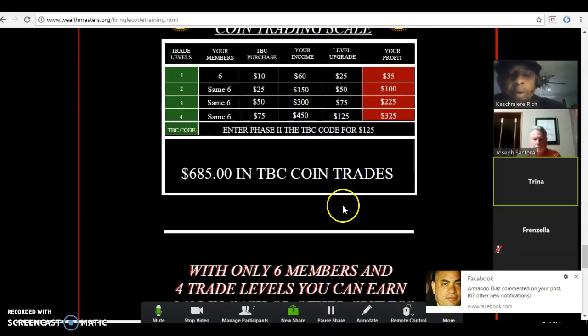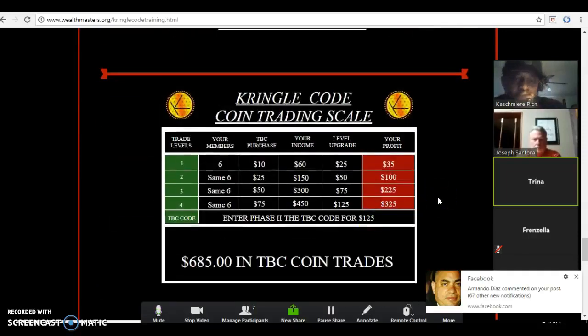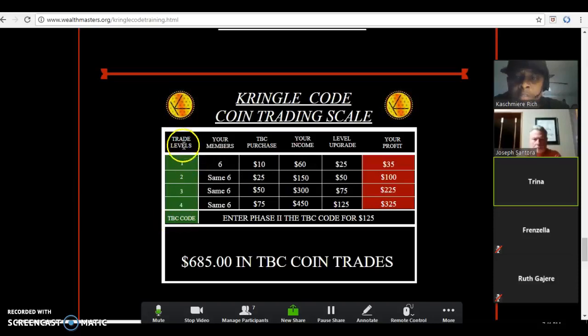Now, following that progression, guys, let's look at our scale right here. This is why this is super exciting, because if you really think about it, you came in with 6, and if you notice up under here, our trade levels 1 through 4, right before they explode into the TBC Code, you got your members, 6, with the same 6. You notice we didn't say go out and grab a new 6, which of course you can do if you want. But for illustration purposes, we're showing you the same 6 based upon the trade levels. Number 1 is 10, 25, 50. Of course, our last one is 75 before expanding into the TBC Code.